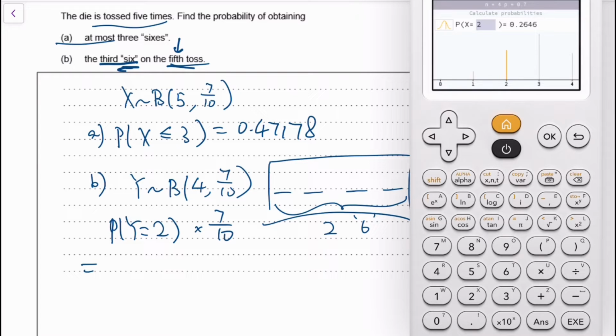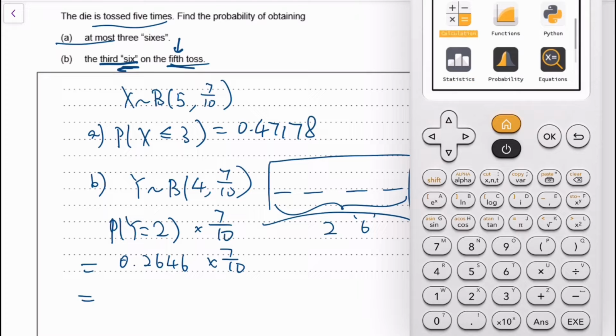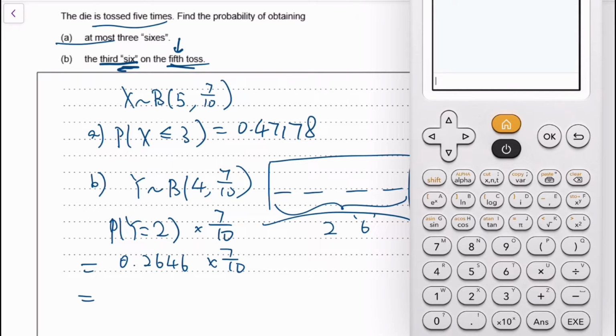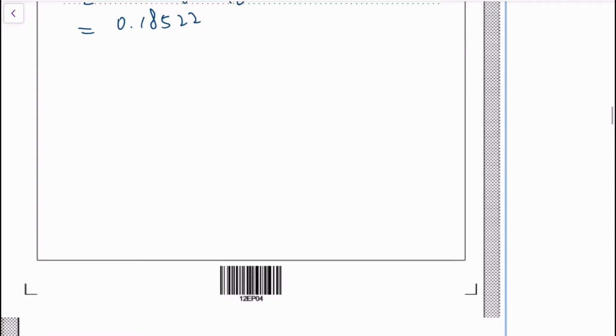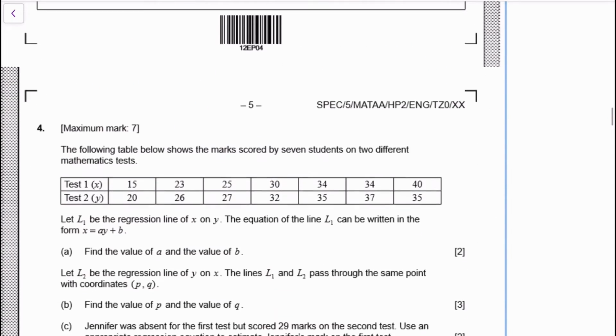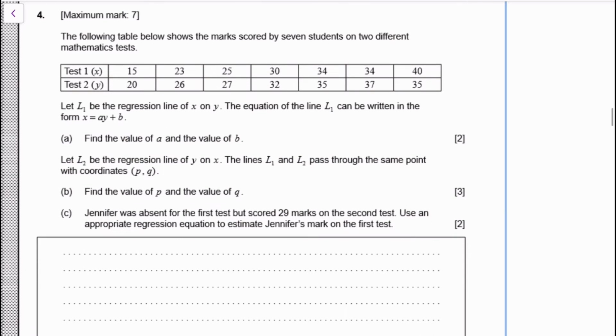Okay, 0.2646 times that. So I'll do it here. 0.2646 times 0.7 is 0.18522. Okay. Yeah, I believe your calculator is similar. You don't have to use this one.